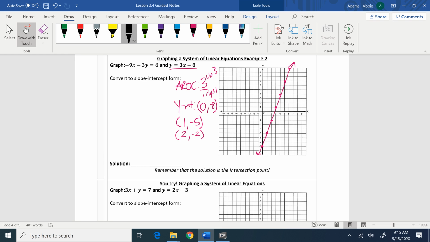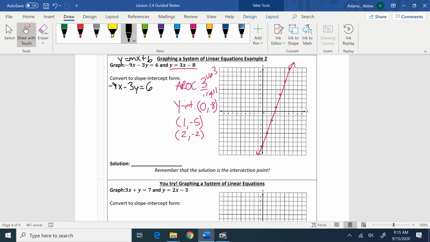But now we've got to convert negative 9x minus 3y equals 6 into slope-intercept form, which means we're going to be solving for the variable y to get to y equals mx plus b.